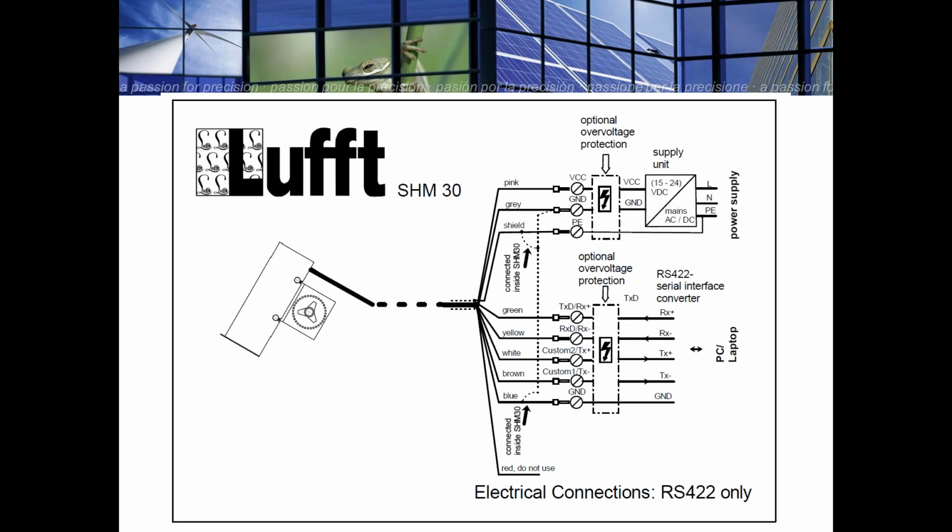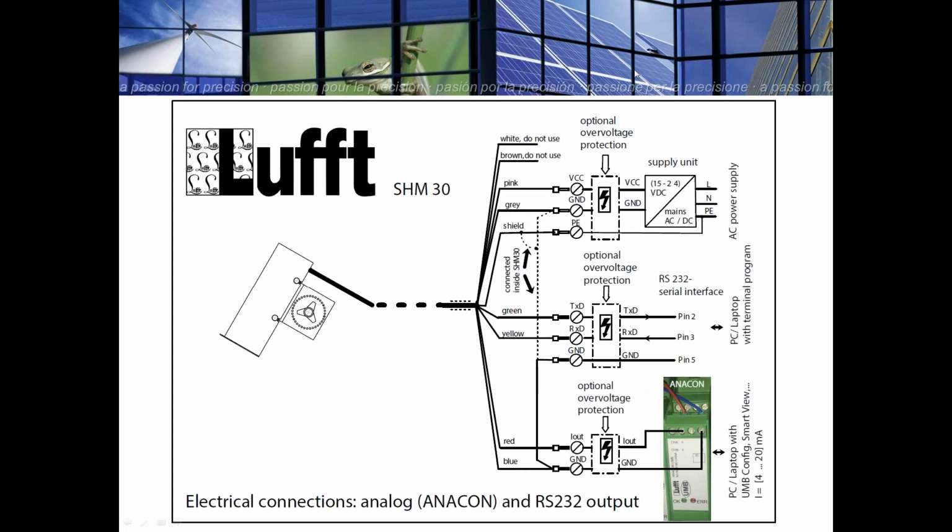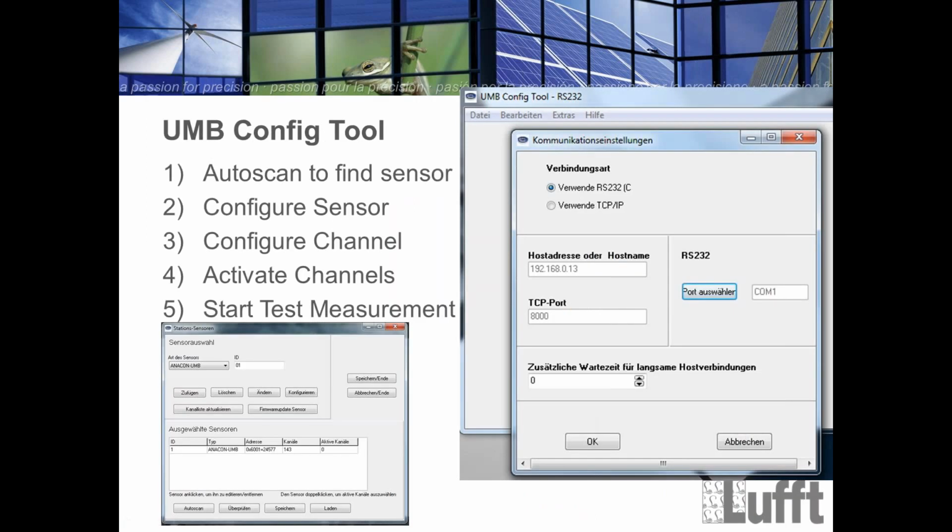For the RS-422, as I told you, the connection is a little bit different. You use the brown and white wire here too. And there's an option which we are using here now, which I mentioned. We connected the RS-232 directly to the PC, and we connected the Enercon additionally to work with the UMB configuration tool or the SmartView software from Lufft. This comes a bit later.